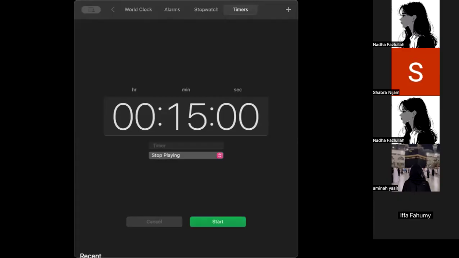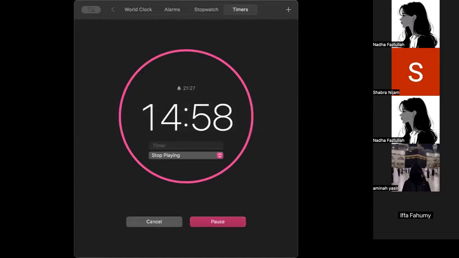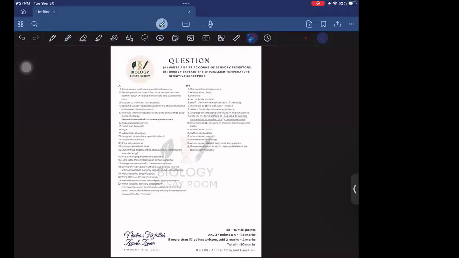Your question is you have to write a brief account of the sensory receptors, and you have to briefly explain the specialized temperature sensitive receptors. You will be getting 15 minutes and your time starts now. Shall I start? Are you all ready with your pen and paper? Okay, I'm going to start. Time starts now. Briefly explain the specialized temperature sensitive receptors.